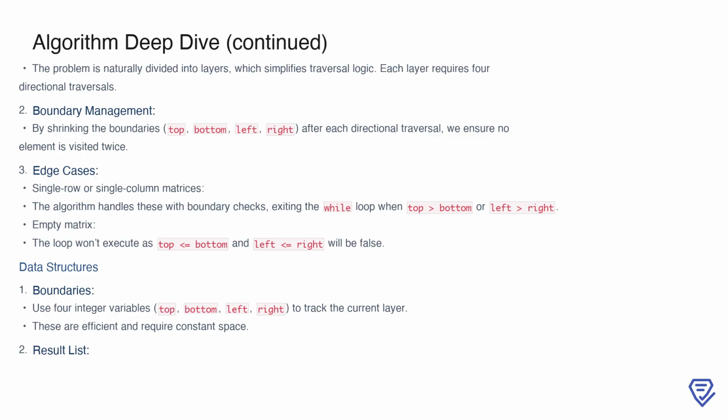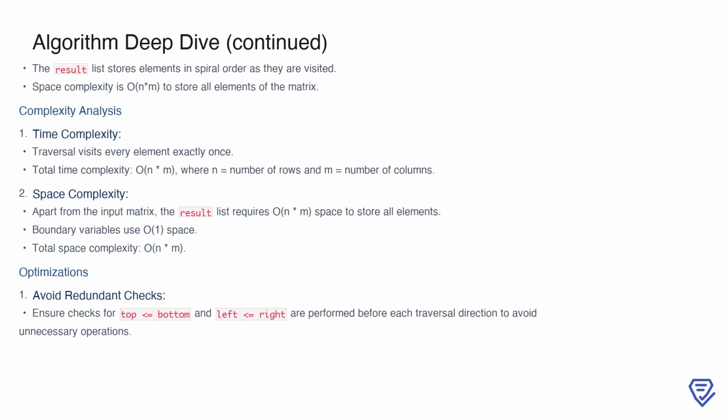In these cases, the boundaries quickly overlap, causing the loop to exit once all elements are processed. For an empty matrix, the loop doesn't execute because the initial boundary conditions are not satisfied. These mechanisms guarantee the algorithm's robustness and correctness. The algorithm uses 2 simple data structures: the boundaries and the result list. The boundaries, top, bottom, left, and right, are stored in 4 integer variables, which are efficient and require constant space.